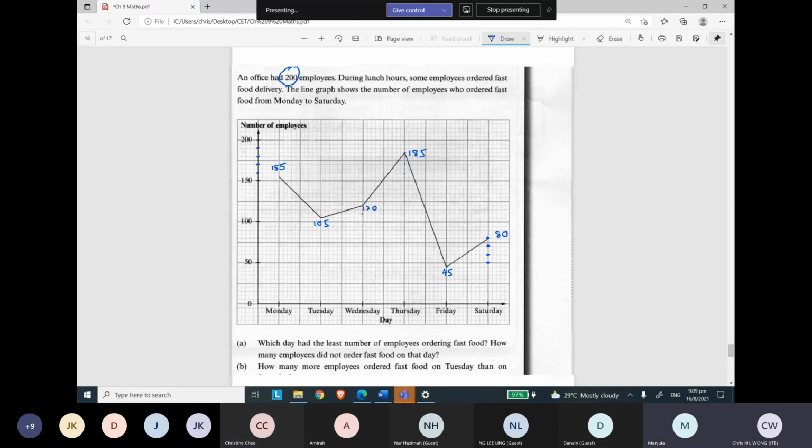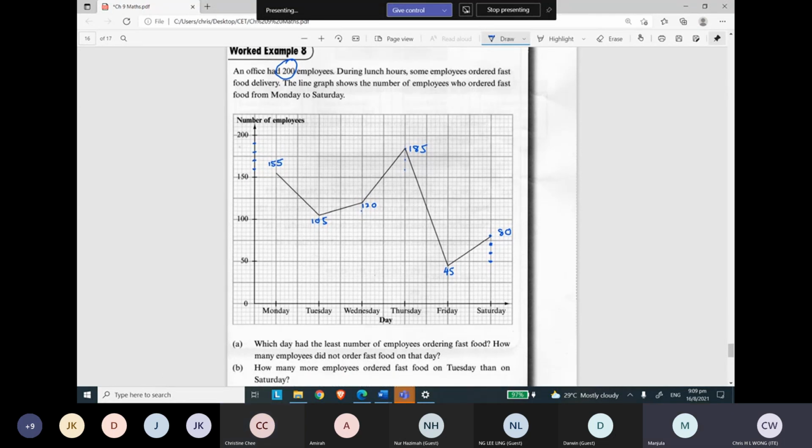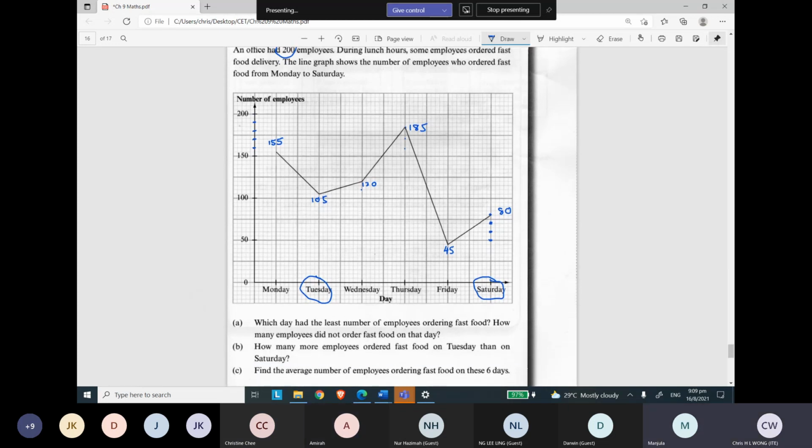Okay, next question. How many more employees order fast food on Tuesday than on Saturday? So you compare Tuesday to Saturday. So what do you do? Minus. 105 minus 80. That will be 25. 25, right? Is it correct? Azima, is it correct?